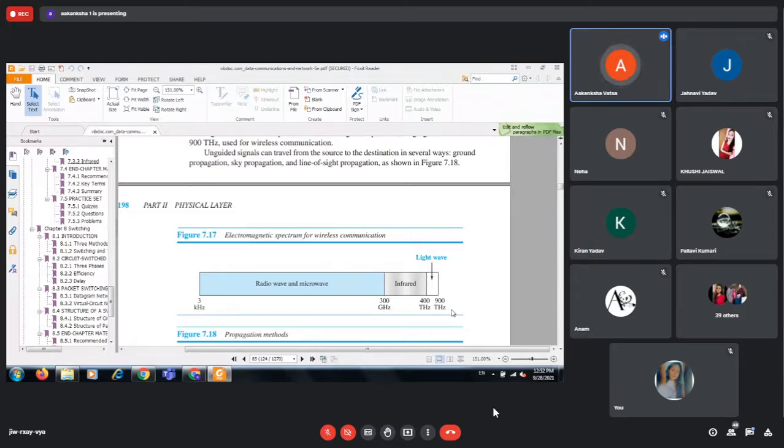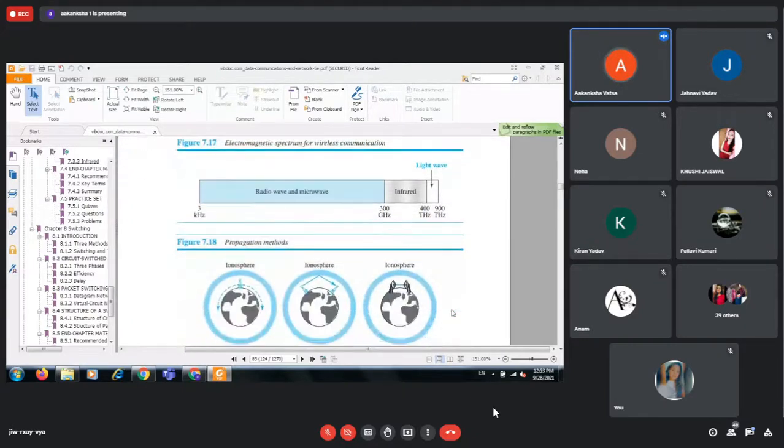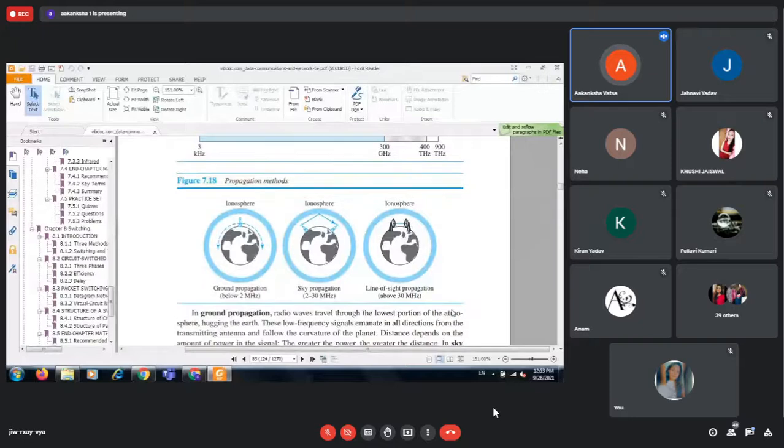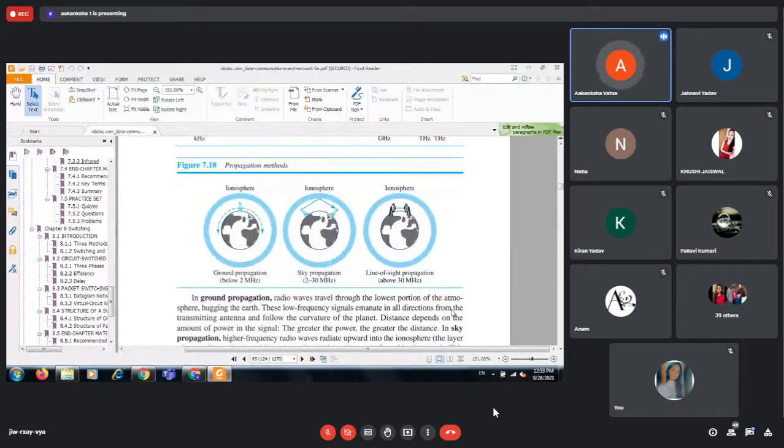So now we have the unguided signals. They can travel in three ways. First is ground propagation, then sky propagation, and line of sight propagation. Now you can see the next figure, 7.18. The first propagation method, ground propagation, you can see inside the blue circle. Outside the blue circle is the ionosphere, and the inside black circle is our Earth, Mother Earth.